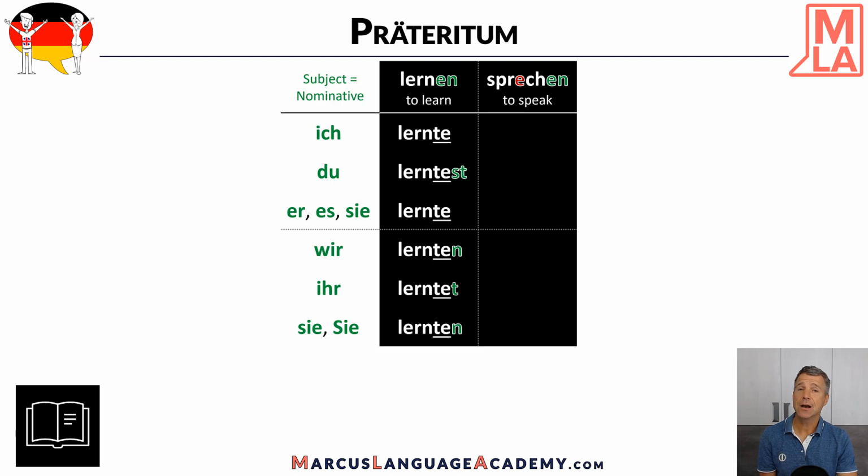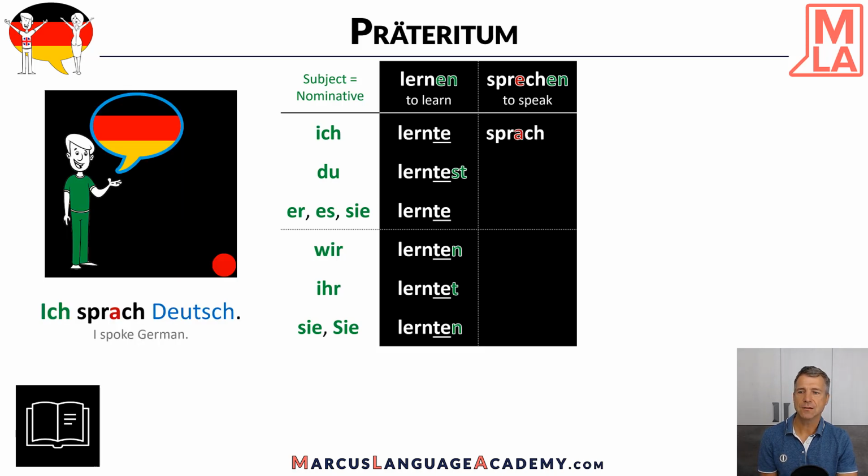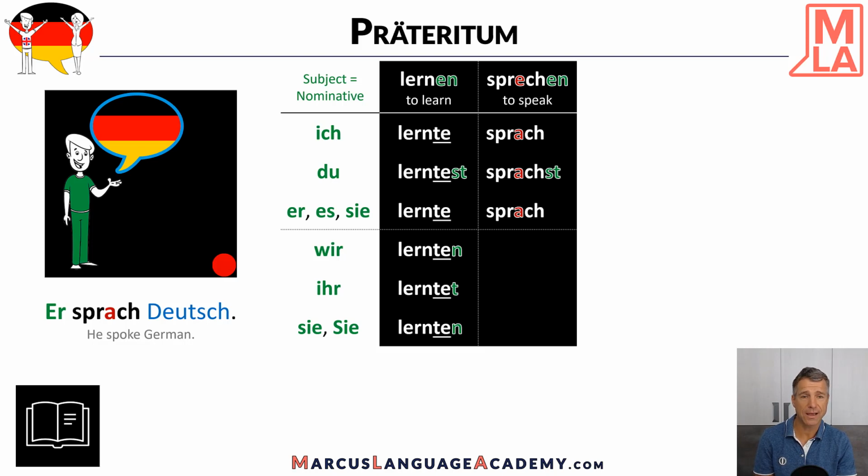Okay. Let's now see an irregular verb in Präteritum, like the verb sprechen, to speak. Here we say ich sprach Deutsch, I spoke German. There's a change from the E to an A, and there is no te applied, because this change already shows us that it's past tense. In second person we add the st, so du sprachst Deutsch. And in third person it's the same, sprach: no ending, no te, but the change of the root.